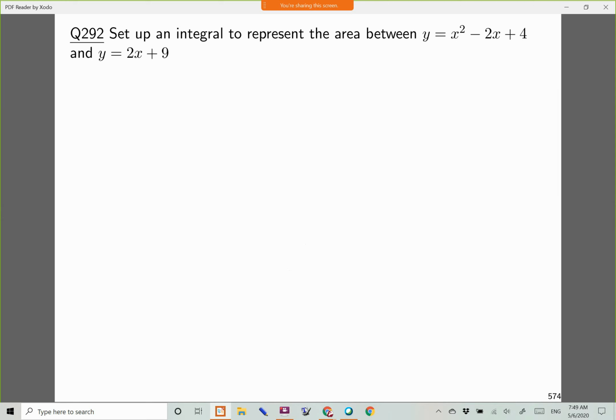We could, but let's set up an integral as a review of yesterday to represent the area between y equals x squared minus 2x plus 4 and y equals 2x plus 9. So even in terms of a rough sketch, we will look at some graphing tools to help clarify things, but I want to point out how much you can get done without relying on technology first. You have over here a parabola, yeah.